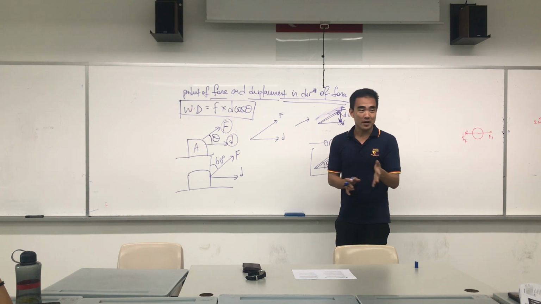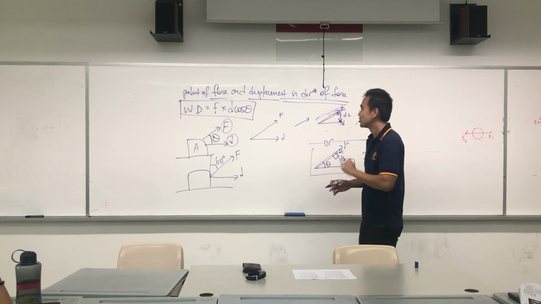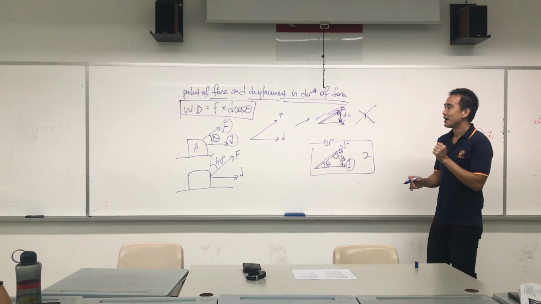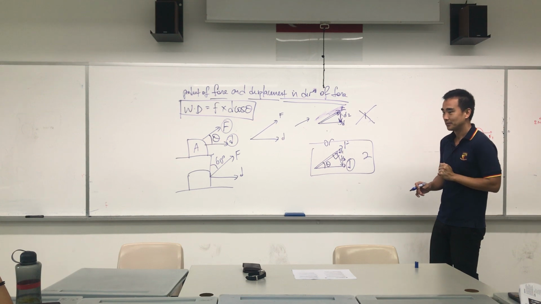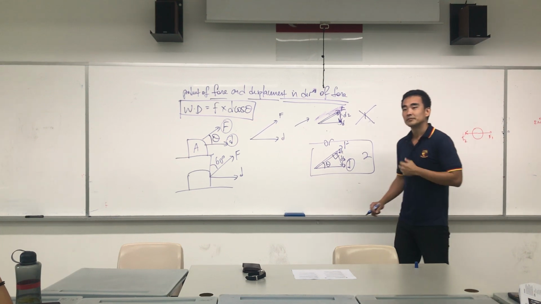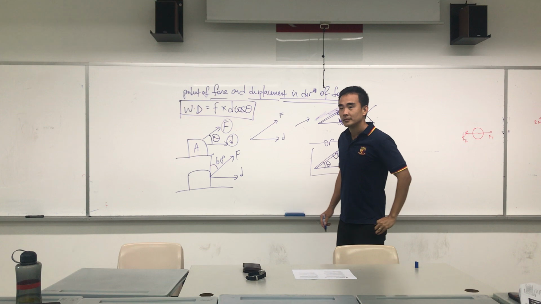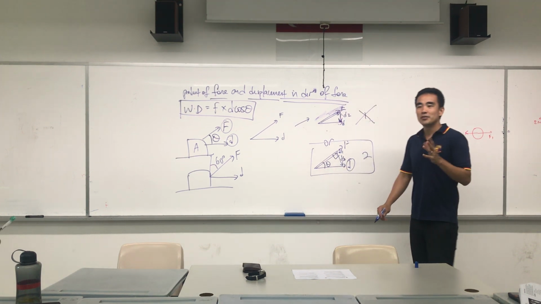Have you learned dot product, cross product? You haven't learned. Okay. In the future, if you have learned dot product and cross product, I will explain to you why the product of two vectors can give you a scalar quantity. Is there anything wrong with doing F cosine theta times D? Excellent point. There's another way that you can resolve.